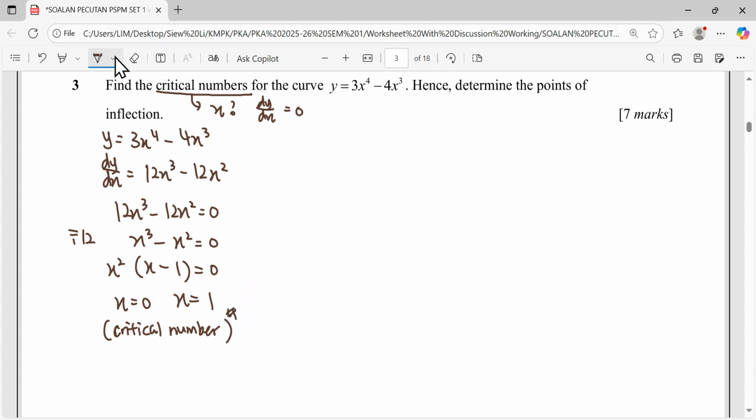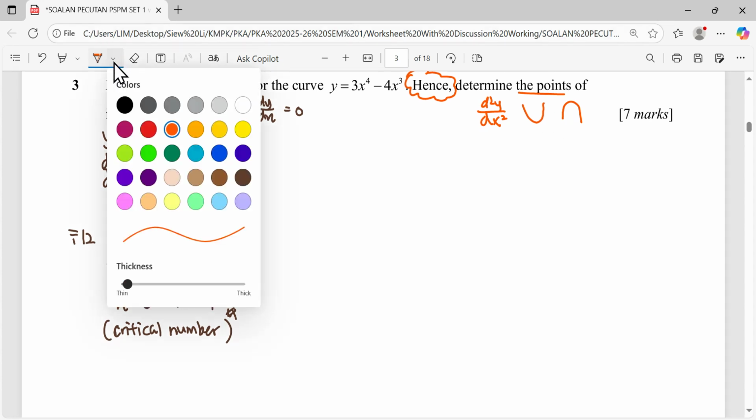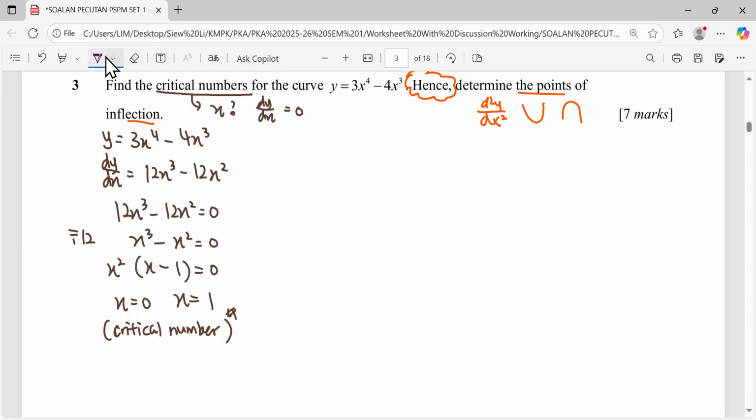Alright, so when we move on, they say hence determine the point of inflection. For the point of inflection, we need to do the test, as our critical numbers haven't been tested. We use the second derivative test, so that we can see whether it is concave upward or concave downward. If there is a change of concavity at the point, that point will be our inflection point. If there is no change, it will not be an inflection point.